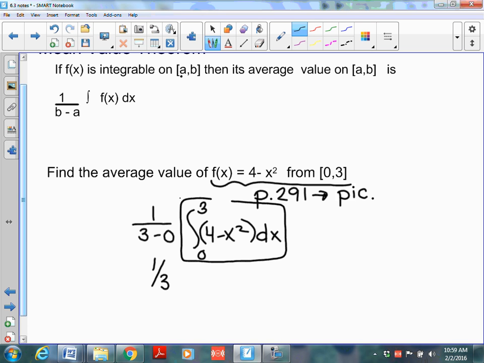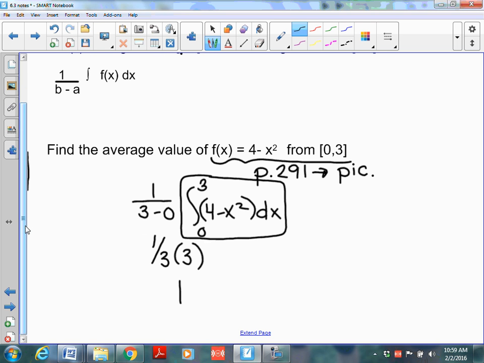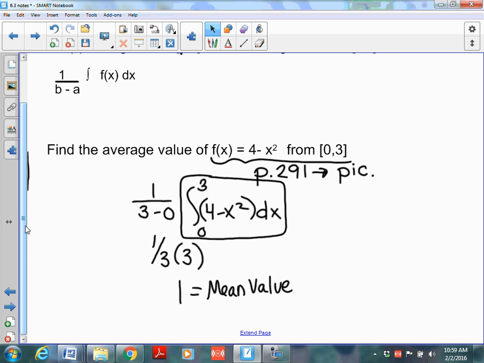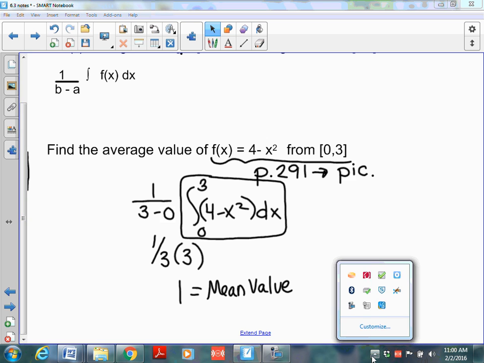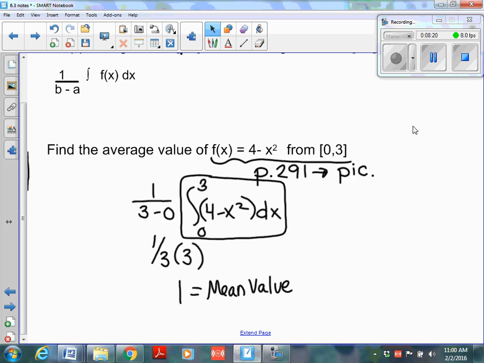I showed you how to integrate this. I'm just going to tell you it's 3 right now. I think in the next template I show you how to get 3. So just assume it's true. Assume that it's a 3, and you get 1 for your answer. What does that mean? It means it's the mean value theorem. Okay, what that means is that's called the mean value.